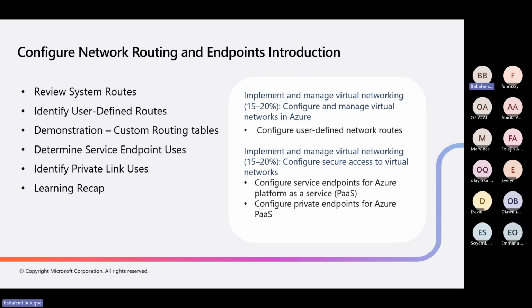Then there is something we call a system route, which is actually determined by Azure. It determines based on the service that you have actually deployed where the next path the traffic will be directed to will be. And that's what you can see here as a system route. So here we're going to be looking at custom routing table, which aligns with the user-defined route. You understand? So then we look at the service endpoint and the private link.